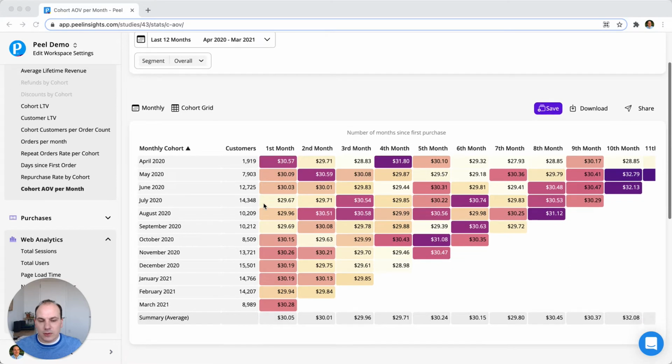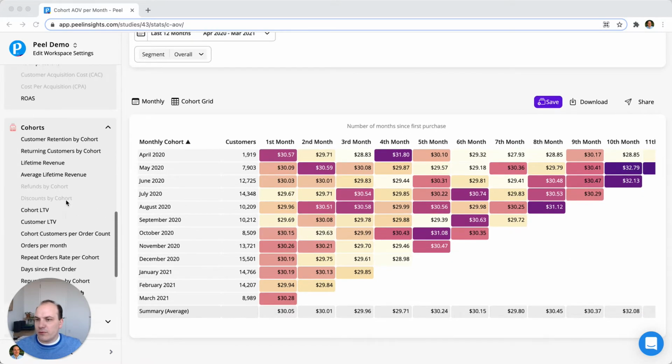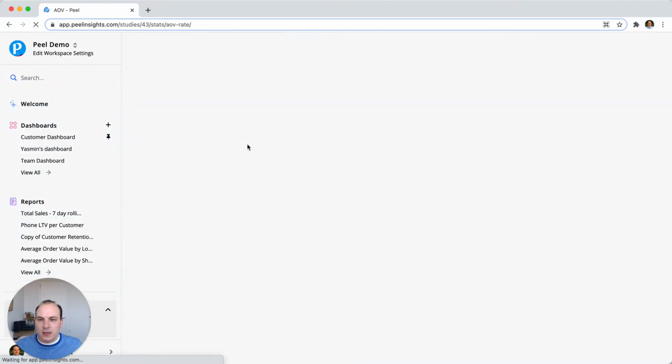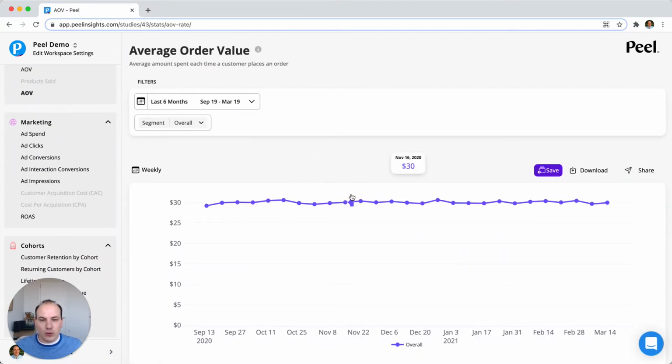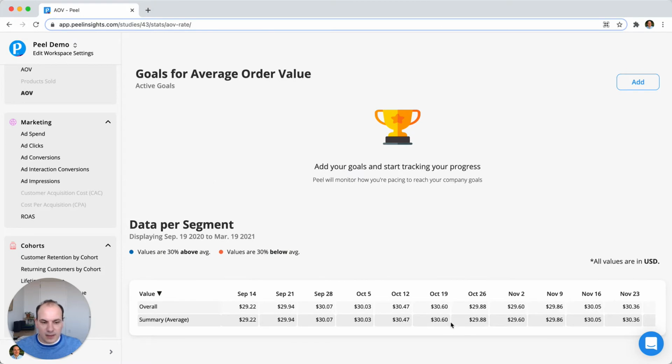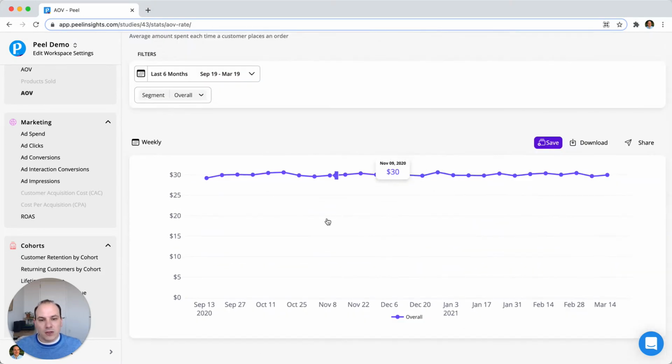So this is a grid, and to refresh your memory, if you go under AOV right here, you can see the average order value over time. In this demo account, the average order value is going to be hovering around $30. And if you look at the table for the details, it's literally just 20 cents above or below all the time. So it doesn't inform too much.